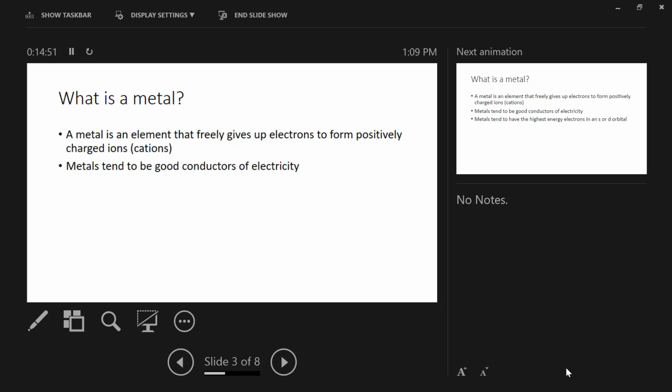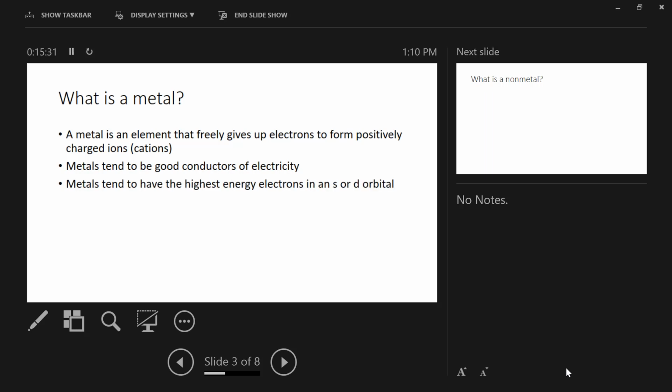Okay, so this is one way we'll define a metal. The next way is what the textbook says, that metals are good conductors of electricity. Metals are elements that tend to be good conductors of electricity. Notice here it's a rule, but the tend to tells you that there are probably some exceptions to this, right? There are some things that are metals because they freely give up electrons, but they aren't good conductors of electricity for some reason or another.